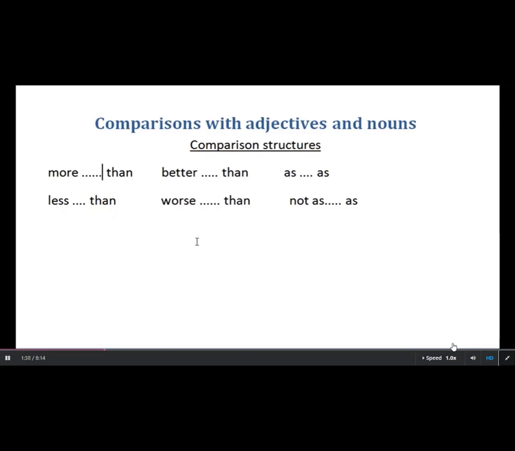I guess also, since I pointed out a doctor has worse hours than a nurse, or a nurse has better hours than a doctor. And then we're going to use these other ones here to point out that they might have similarities, that they might be the same or that they might not be the same. And so that's what we're going to be doing in this class.